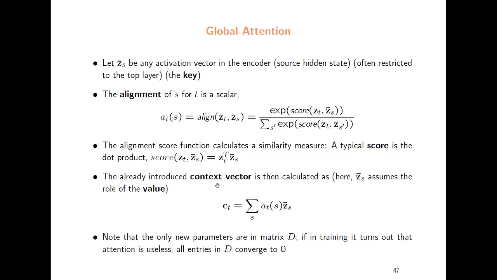And this context vector is then a weighted sum of the latent representations in the encoder. So that's this Z bar S, and it's weighted by the alignment. So this is essentially a weighted average of the latent representations in the encoder, and the ones which are similar to the one of interest, the ZT, get a higher weight in this averaging.